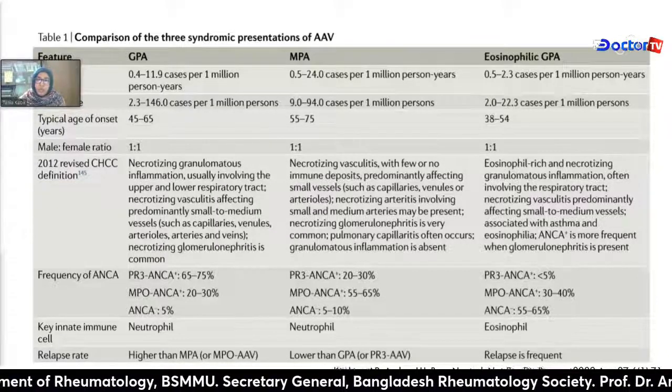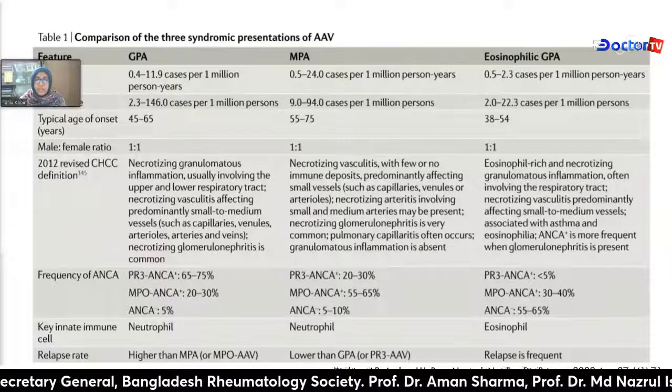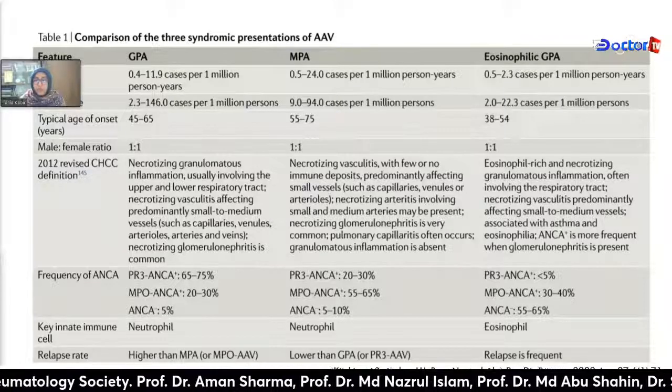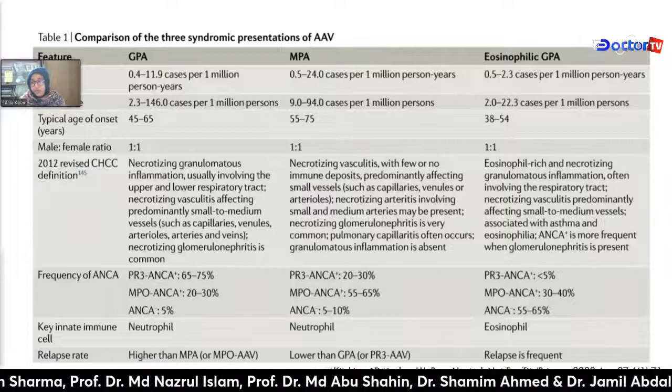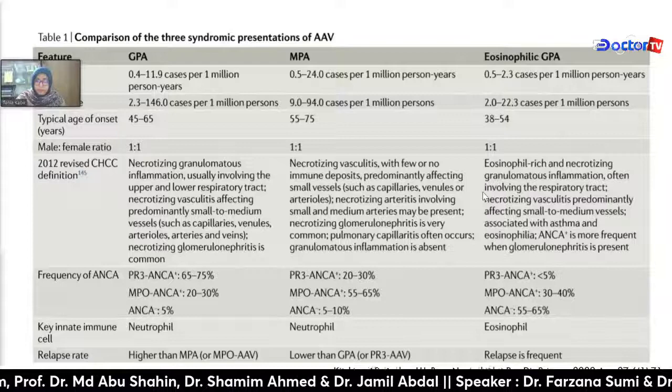The male-female ratio is equal in all three syndromes. PR3 ANCA is found in 65 to 75% of patients with GPA. MPO ANCA is found in 55 to 65% of patients with MPA, and ANCA is found negative in 55 to 65% of patients with EGPA. The recurrence rate is higher in GPA.